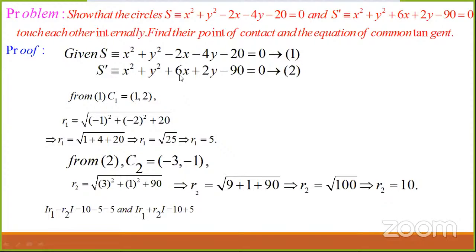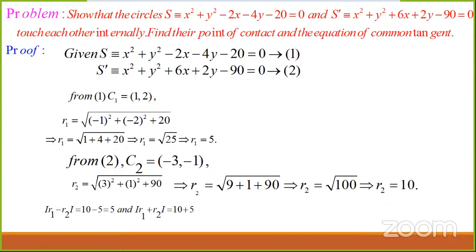Also, we calculate g, f, c from the second circle now, and substitute in the radius formula, the root of g square plus f square minus c, from which r2 is equal to under root of 9 plus 1 plus 90, which is root 100. R2 is root 100, which implies R2 is equal to 10. Now let us calculate R1 minus R2 as well as R1 plus R2.